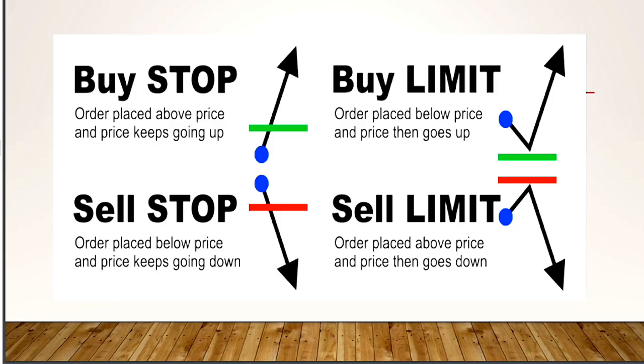So to expatiate on what we just said, you can see from here, buy stop, order placed above the price, and price keeps going up. You can see this blue line, is it blue or green? Whatever color you choose to call it, where my cursor is, this is the current price. But from your analysis, you believe that the market will keep going up and break through this particular horizontal line. So you place your buy stop here, meaning once the market gets to this line, it should trigger and continue to buy.